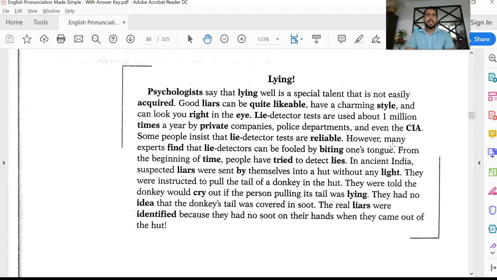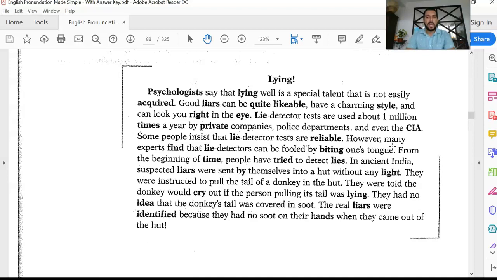It says, psychologists say that lying is a special talent that is not so easily acquired. Notice how I'm exaggerating the target words. Good liars can be quite likable, have a charming style, and can look you right in the eye. Lie detector tests are used about 1 million times a year by private companies, police departments, and even the CIA. Some people insist that lie detector tests are reliable. However, many experts find that lie detectors can be fooled by biting one's tongue.